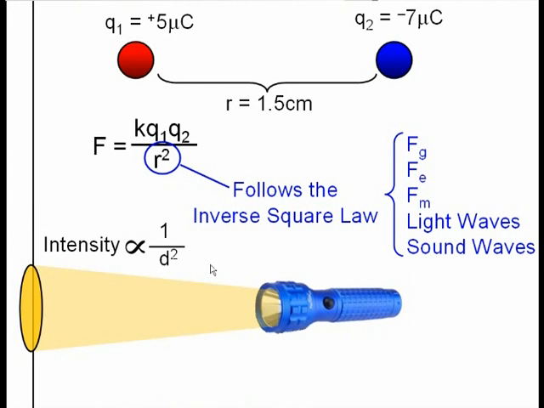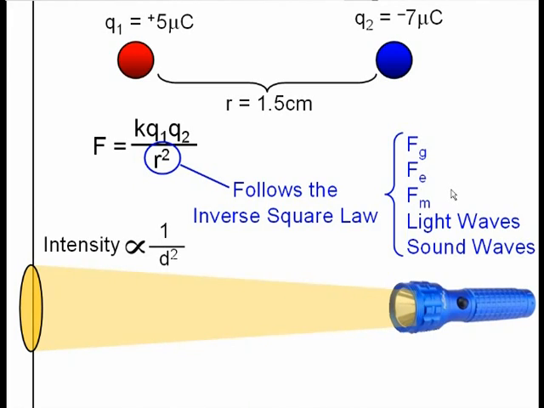So if I double my distance, if I put 2 down here in the denominator, I get 2 squared, I end up with 1/4 of the intensity. So the light is going to be 1/4 the brightness, the sound is going to be 1/4 the loudness, or the strength of the magnetic or electric or gravitational force would be 1/4. Or if I triple my distance, 1 over 3 squared makes 1 over 9, it would be 1/9 as intense.